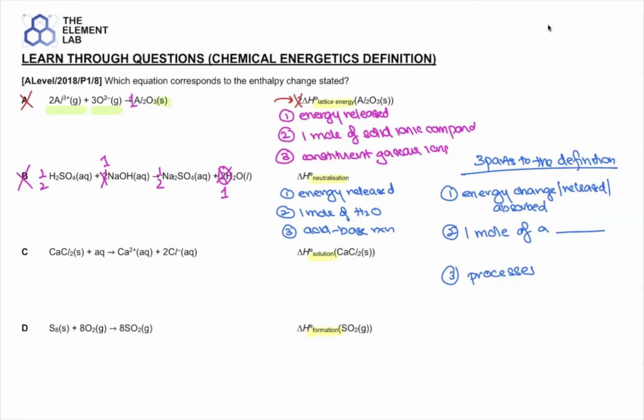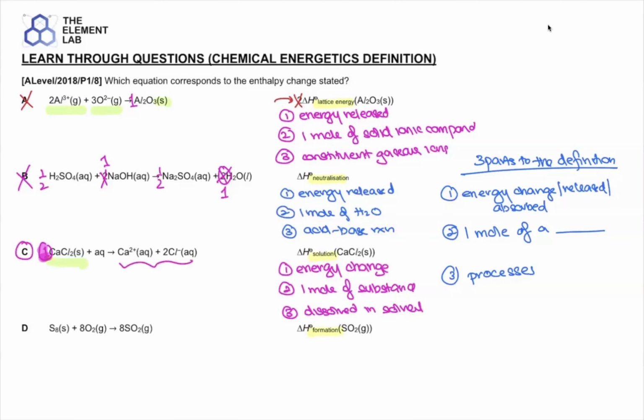Now, let's take a look at option C, which is on the enthalpy change of solution. Enthalpy change of solution can be exo or endo, therefore we usually write it as energy change. And it's all about 1 mole of that particular substance being dissolved in a solvent. Usually, the solvent we refer to is water. If you take a look at the equation, you can see that, yes, indeed, we have 1 mole of calcium chloride being dissolved, and we indeed see that it has split into its aqueous ions. So therefore, option C is the answer.